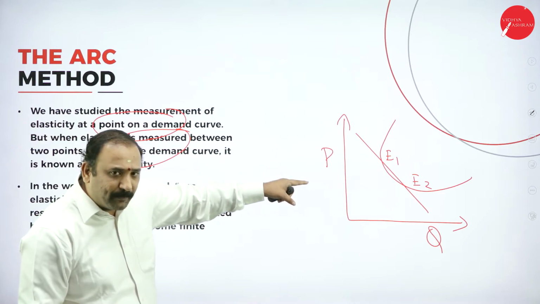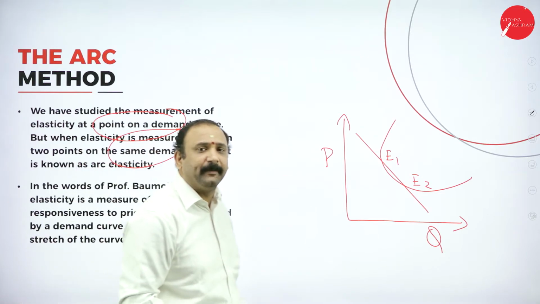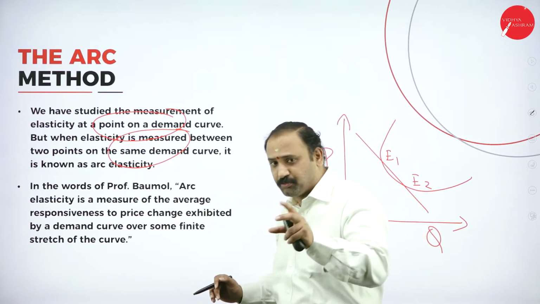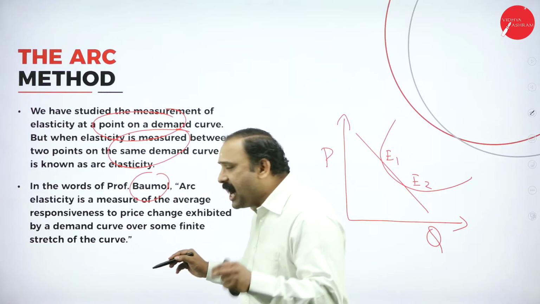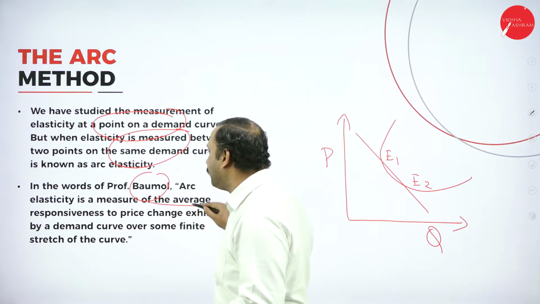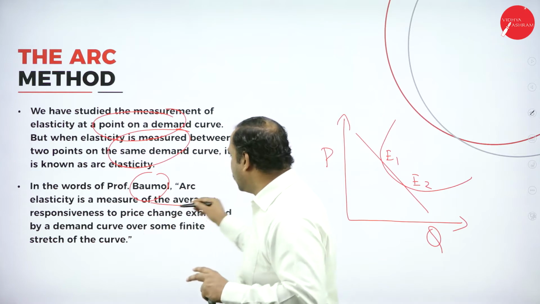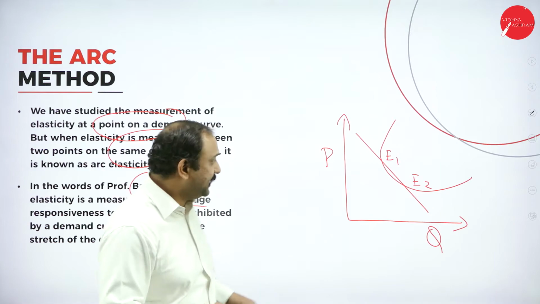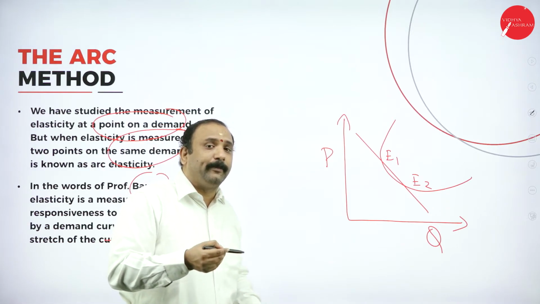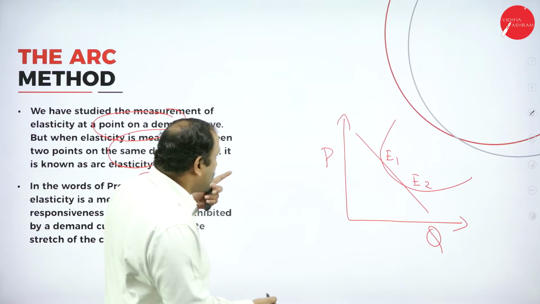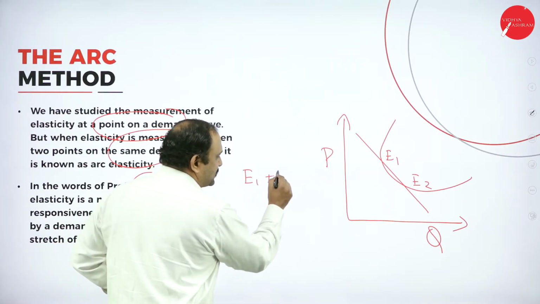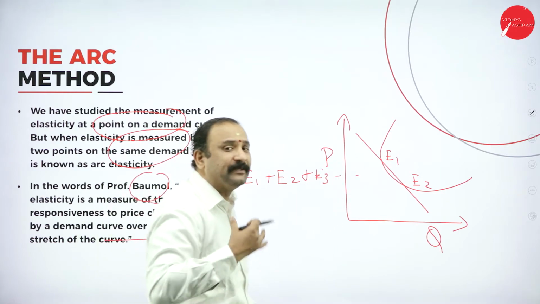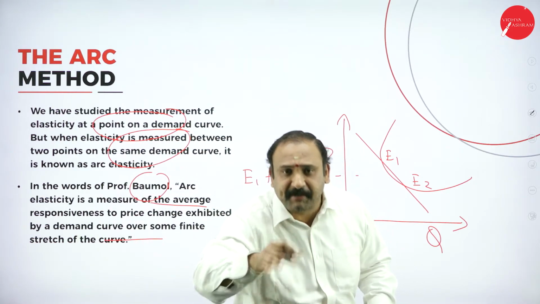So you would be able to see that an arc formation is coming in, which means there are possibilities of multiple points. That's why Professor Baumol says that arc elasticity is a measure of average responsiveness to the price change exhibited by the demand curve over the stretch of the curve. That means now we are going to talk about the sum of averages. So I would say E1 plus E2 plus E3. Like this, it is possible to go with multiple points on the same demand curve.